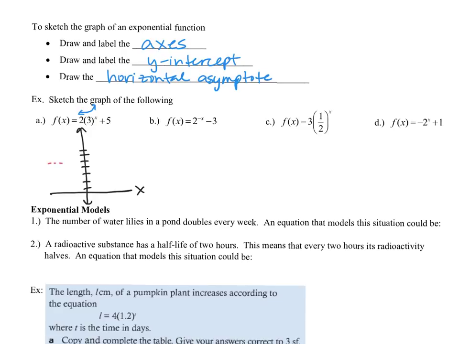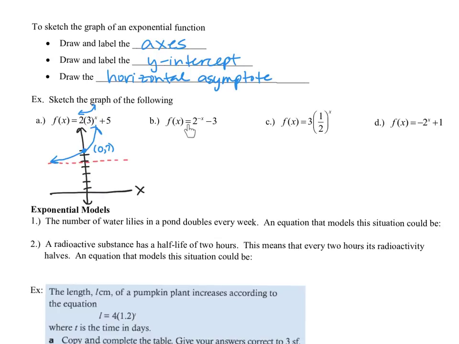So it would be right here. And then we know that this graph will cross the y-axis at 2 plus 5, or at 7. So here's our y-intercept. Okay, and we know the general shape of the graph, so it's going to look something like that. Okay, so this is the y-intercept. It is at the point 0, 7. Okay, how about letter B?